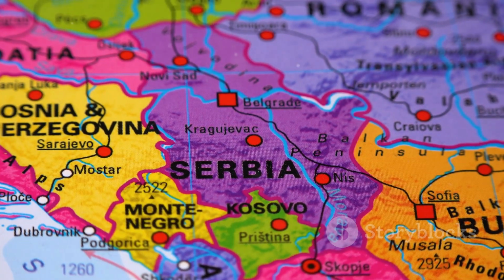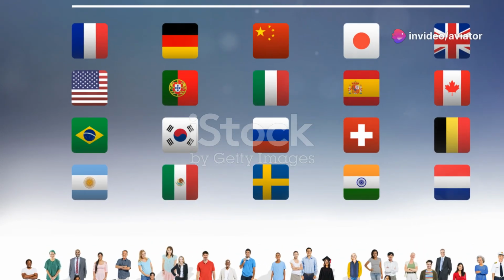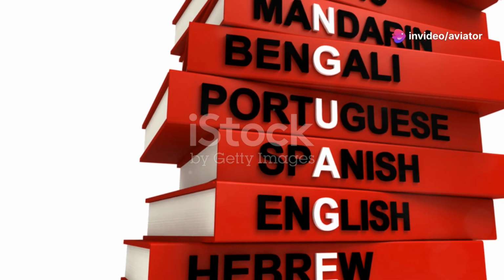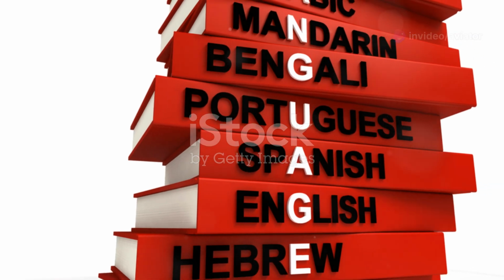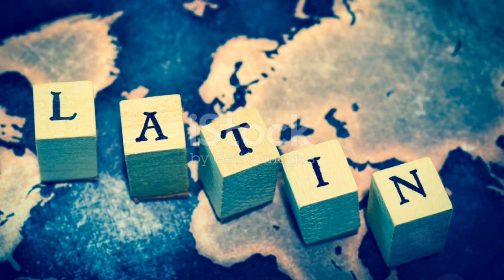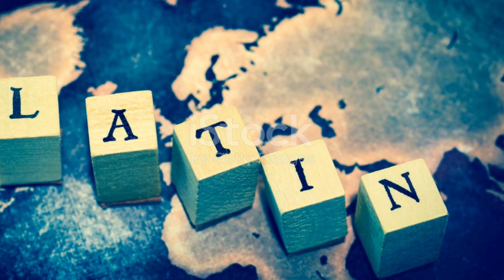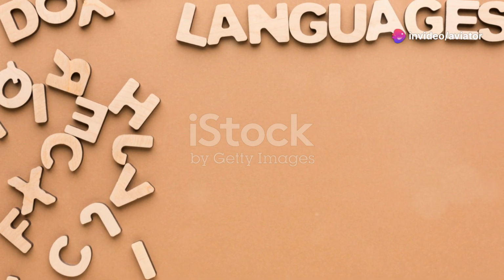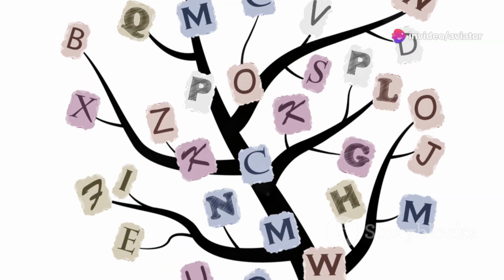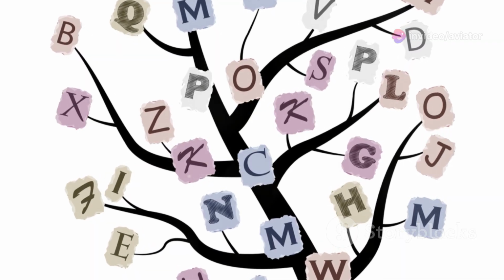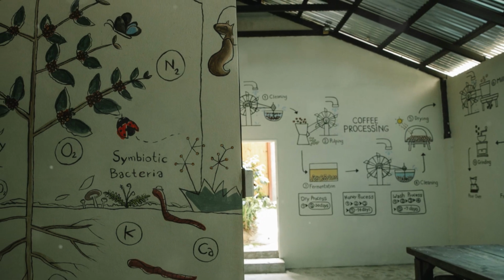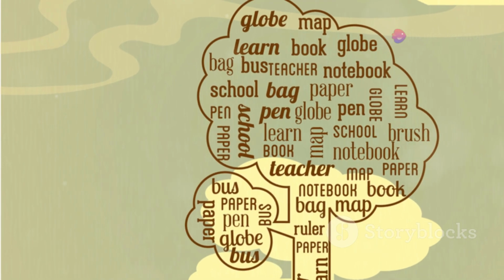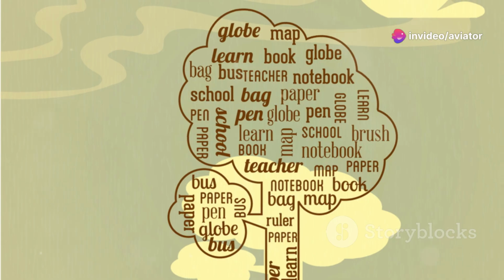ISO 639-2 also includes codes for language families, such as Indo-European, INE, and Afro-Asiatic, AFA. This inclusion allows for a broader understanding of how languages are related and how they have evolved over time. This allows for the categorization and grouping of languages based on their linguistic relationships. It provides a structured way to study the connections and divergences among languages.